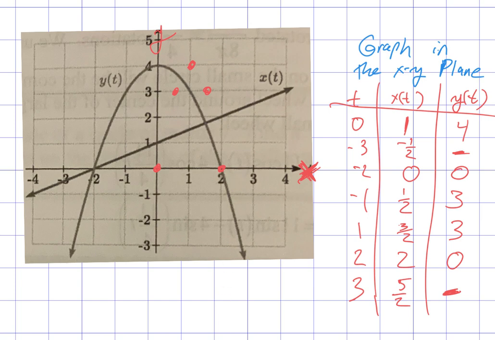What does this look like it might be? Looks like it might be a parabola, something like this. Ooh, I missed. Like that. So that's how, when you're given two graphs, it takes a little bit of time, but you can piece it together, look at your t values, what are the corresponding x's and y's, and then plot it on an xy plot.